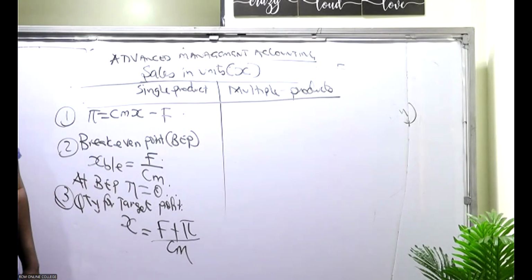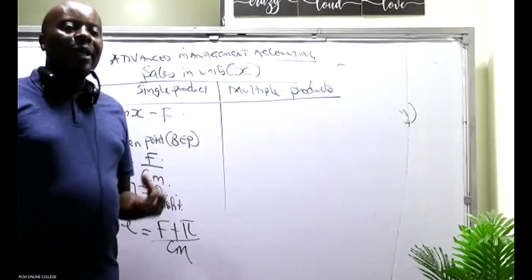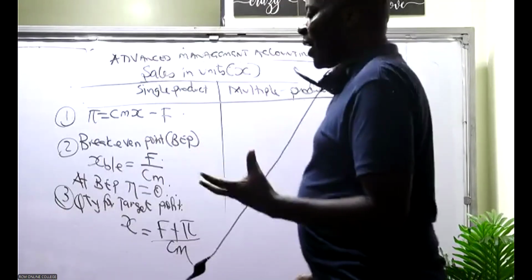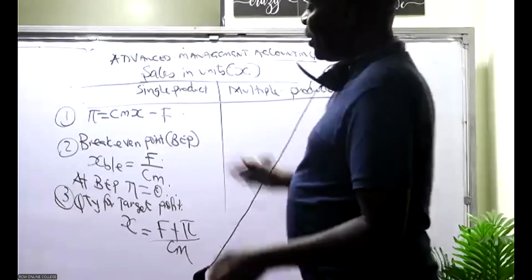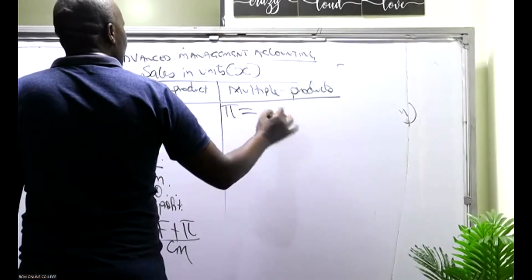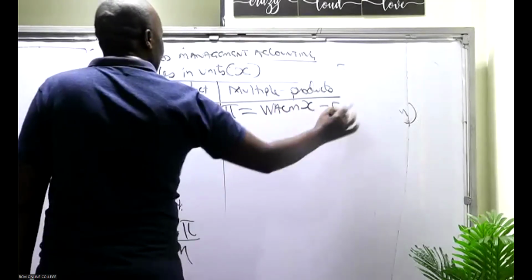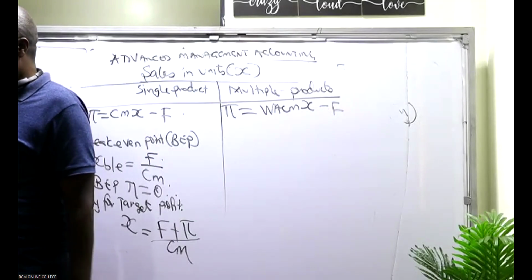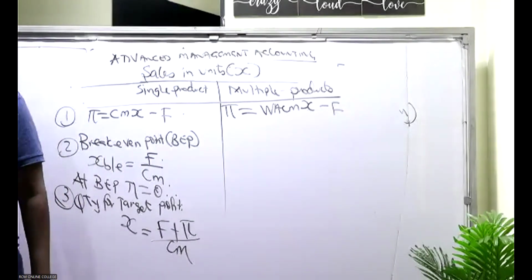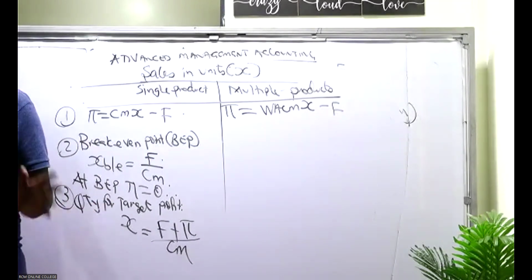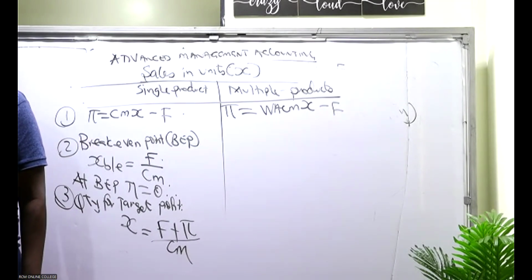Then we come to multiple products. Whenever you see multiple products, we are only going to introduce WA. So for profit, instead of CM, we shall talk of WACM times X minus F. That is profit: WACM X minus fixed cost, where WA stands for weighted average.